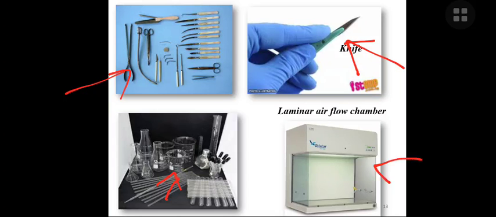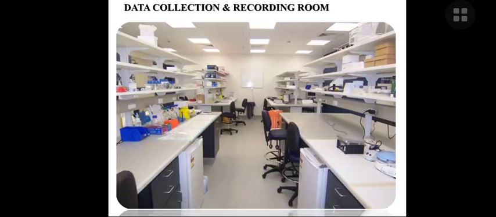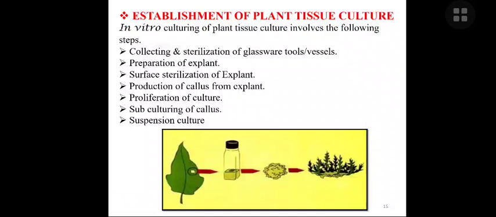This is the laminar flow chamber in which we do all the procedures like cutting the plant tissue, implanting it into a culture media, etc. All these are done in this chamber to provide a sterilized condition. Then this is the data entry and recording room. And now, the establishment of plant tissue culture.